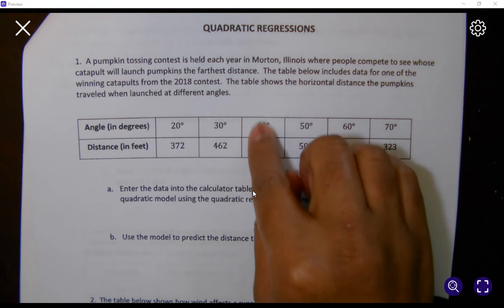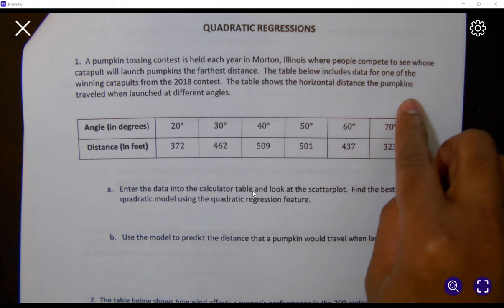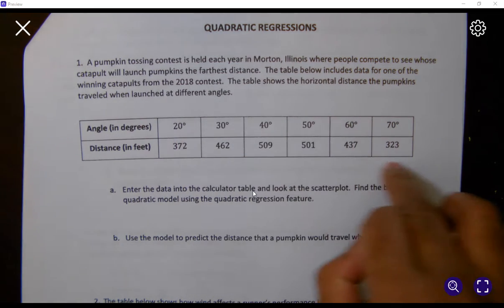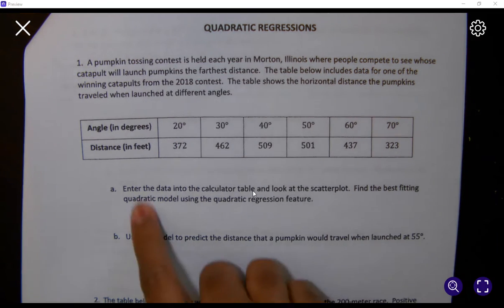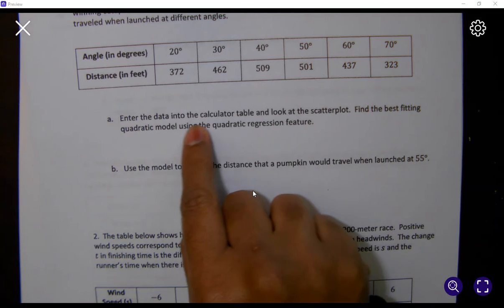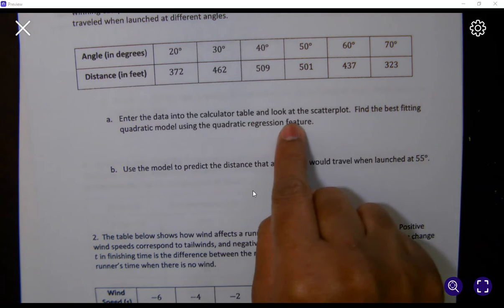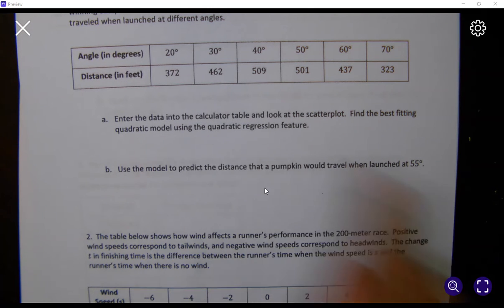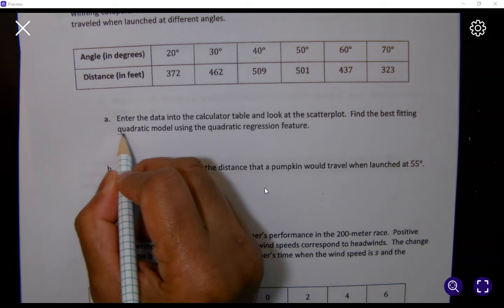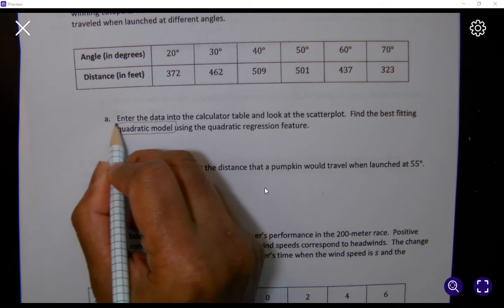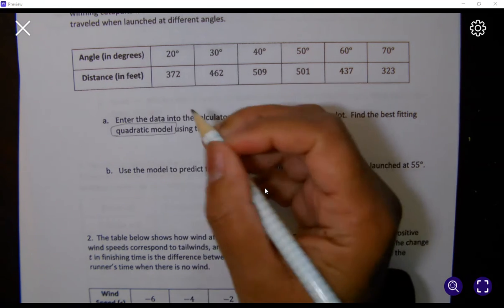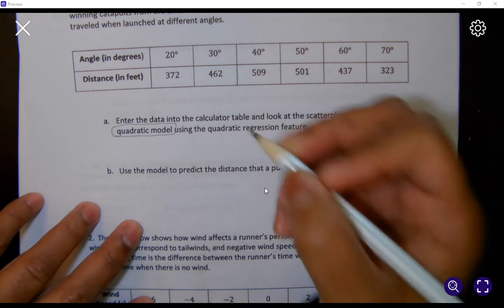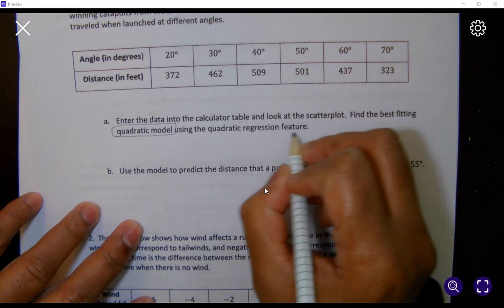The table shows the horizontal distance the pumpkin traveled when launched at different angles. So here's my data. Enter the data into the calculator table and look at the scatter plots. Find the best fitting quadratic model. When it says a quadratic model right here, this is how you know that you're going to do a quadratic regression, using the quadratic regression feature.